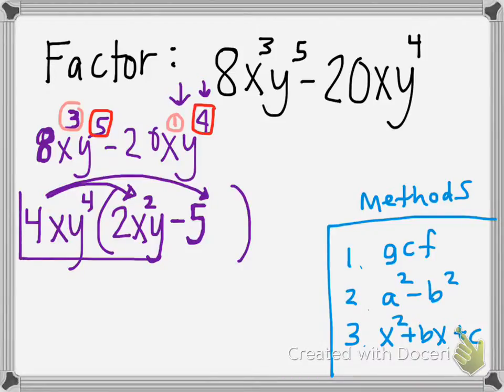This is completely factored, and how do I know? Well, I know I chose the greatest common factor because the numbers inside, 2 and 5, I can't divide 2 and 5 by any other number, and they don't share any variables in common. This first term here, x squared y, does not have any variables in common with the back term because there are no variables. So I factored completely.